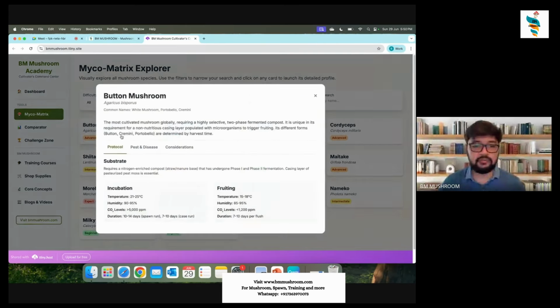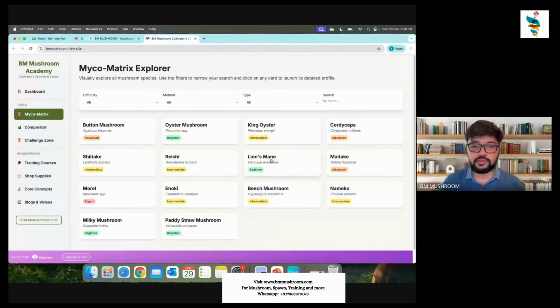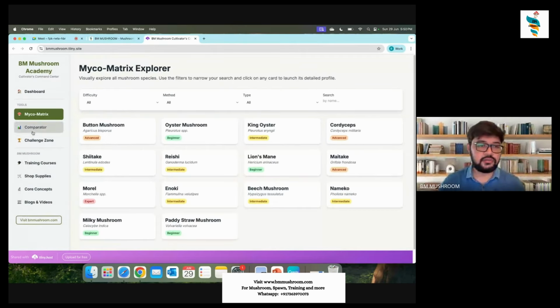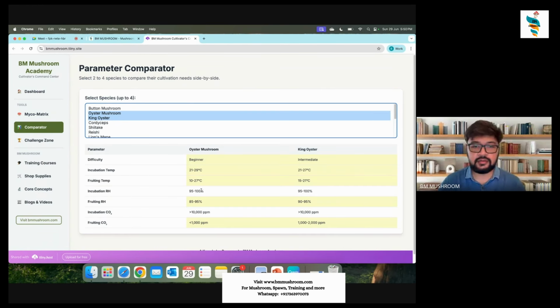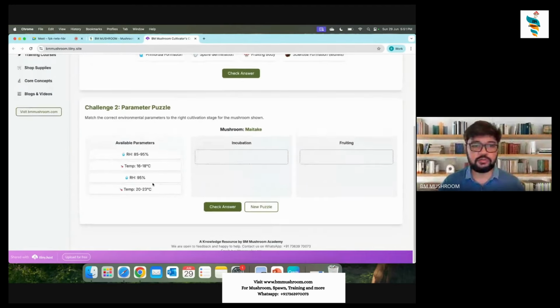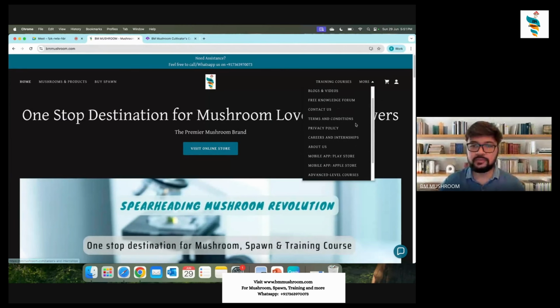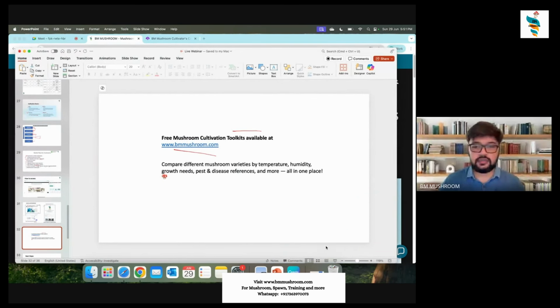You can click on the button for mushroom. Suppose you can check about pest and disease, all the considerations it needs. Suppose you want to learn about lion's mane, click on it: protocol, temperature, pest and disease. There are comparators also. You can click different varieties of mushrooms, and there will be a comparison, with difficulty level. Then there is the challenge zone. You can play games and learn while you play, like how to grow mushroom and all these things. So these things are available here. You can just visit bmmushroom.com, and in the free knowledge forum you will also get all the community and all kinds of access.